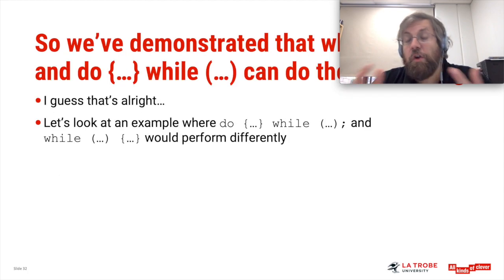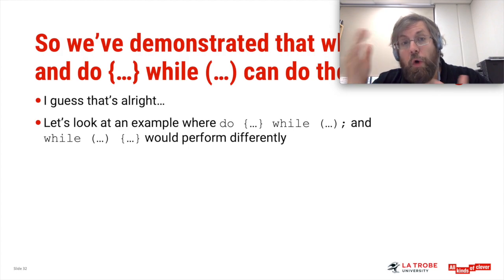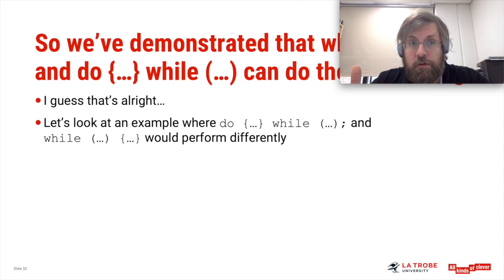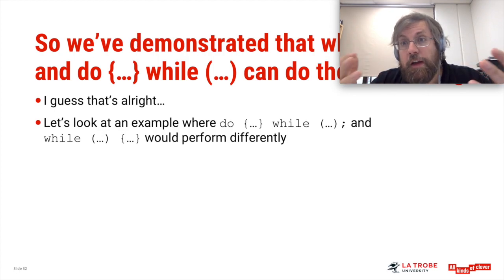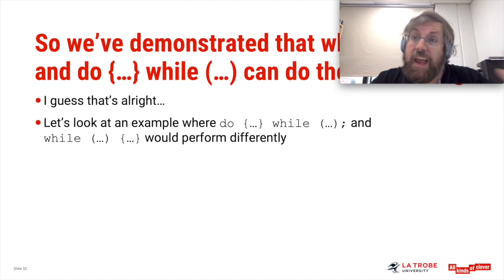So far all we've demonstrated is that while and do while can accomplish the same thing, which is fine. It's not that interesting, but it's good to know that you can use whiles and do whiles. You can use either one, whichever is more appropriate. But let's look at an example where do while and while would perform differently.